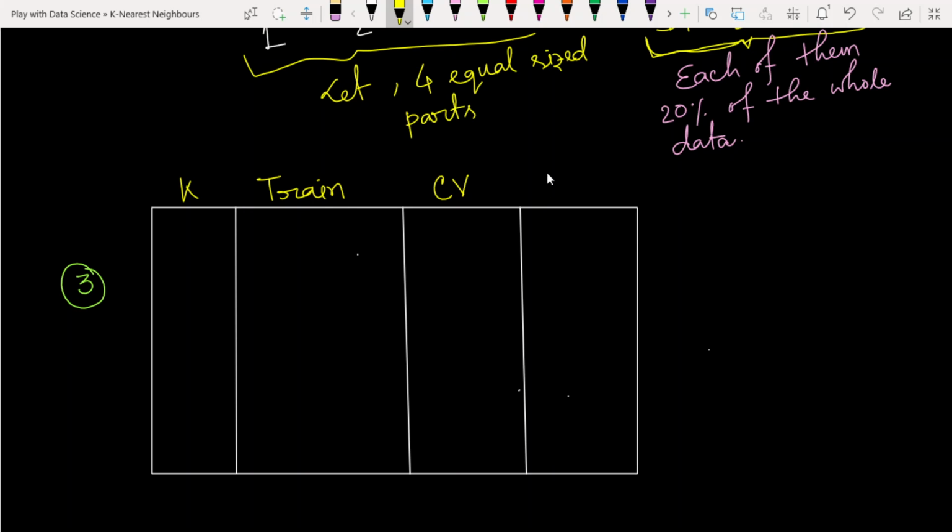Okay, so let's see. And then the last column is the accuracy of the data on our cross validation data sets. We find the accuracy. So let's see. Suppose we are starting to calculate this table. Suppose we are first taking k is equal to 1. So k is equal to 1.